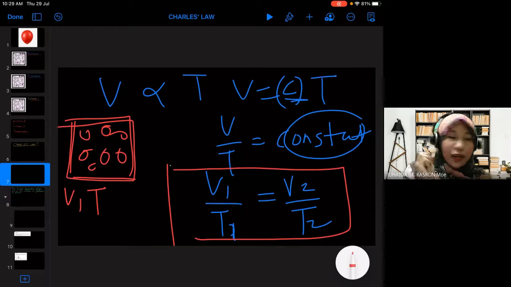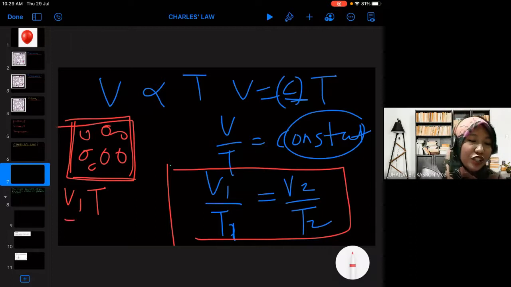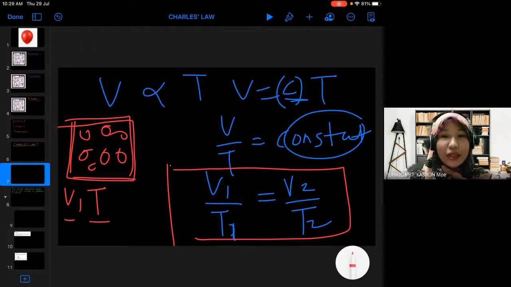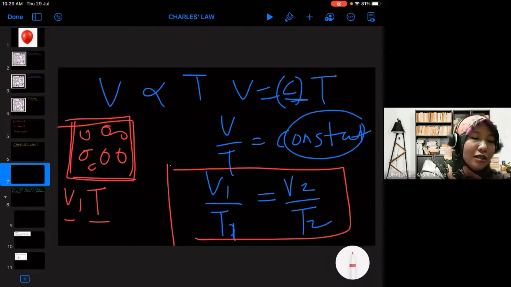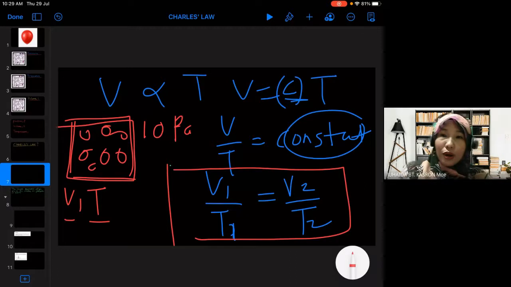Okay, the pressure of the gas inside here must be constant. You just want to find the relationship between the volume and the temperature, so the pressure needs to be constant. Let's say you put the constant of 10 Pascal. So for the whole experiment, make sure the pressure is constant at 10 Pascal. The rest, the volume and the temperature, will change.